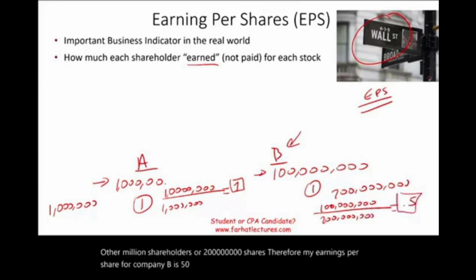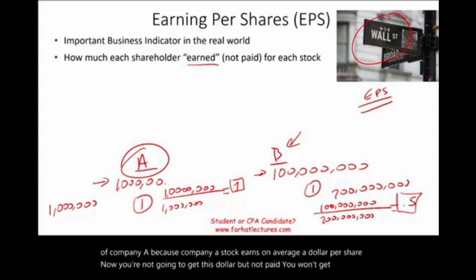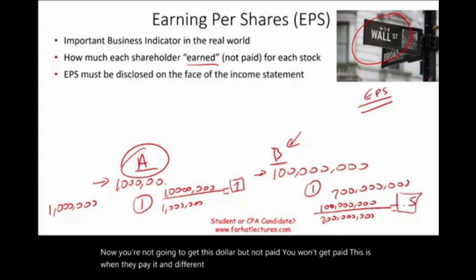Therefore, given this limited information, if you want to give me a stock of company A or company B, I would say give me a stock of company A, because company A stock earns on average $1 per share. Now, you're not going to get this dollar paid to you. You only get paid when they pay it in dividends. But in theory, that's how much you are earning per share.